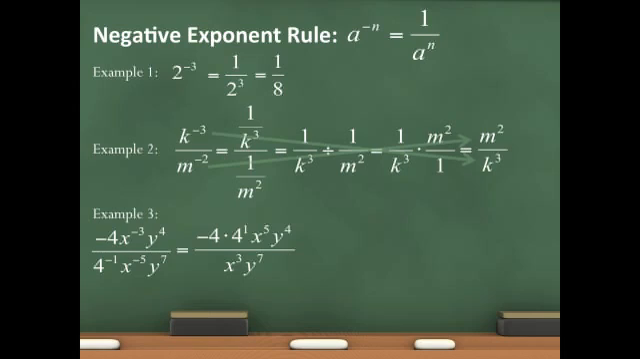The quotient rule can be applied to x to get x raised to the 5 minus 3, or x raised to the second power, and to get y raised to the 4 subtracting 7, or y raised to the negative 3 power. Finally, multiply negative 4 and 4 to get negative 16. And bring the y down to the denominator. The final simplified result is negative 16 x squared over y to the third.